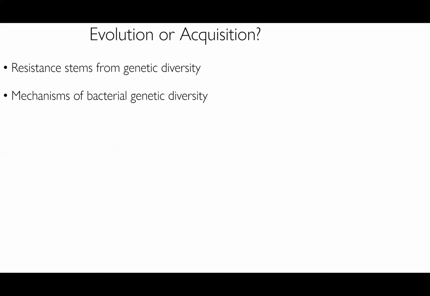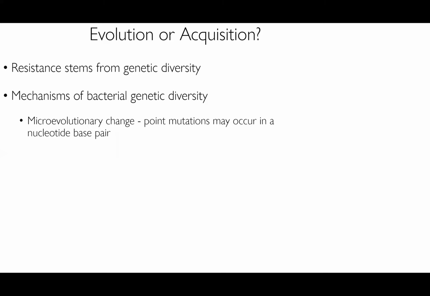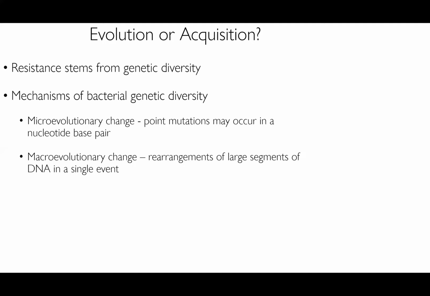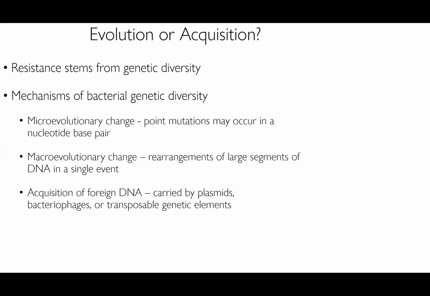There are multiple mechanisms of bacterial genetic diversity that occur. It can have microevolutionary change, where you're thinking about point mutations that occur within a genome. We can have macroevolutionary change, which includes rearrangements of large segments of DNA in a single event, or the acquisition of foreign DNA via plasmids, phages, or transposable genetic elements, or, remember, direct uptake from the environment. So these are the three common ways we're seeing mutations and changes inside a bacterial genome.